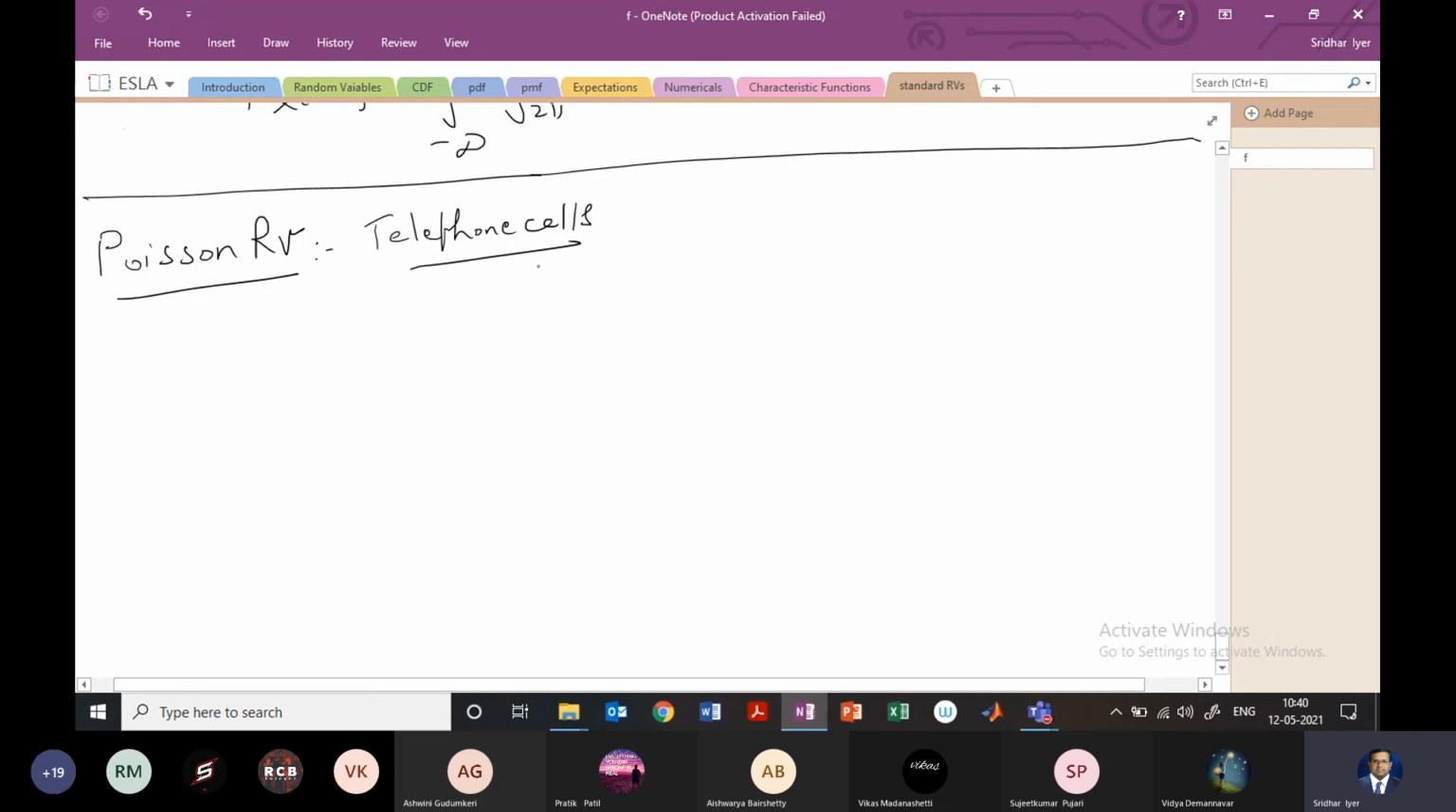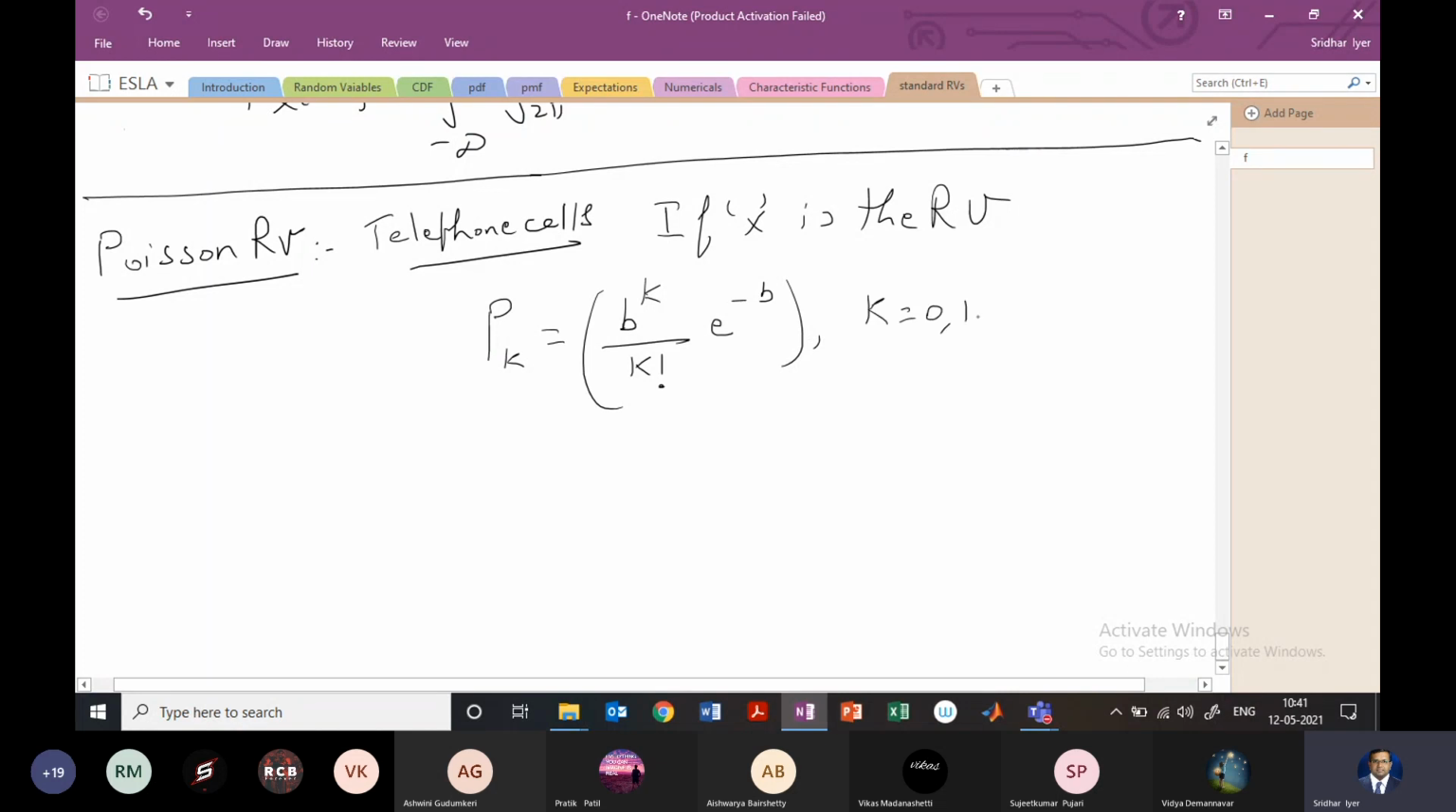Okay. So this is defined as: if x is the Poisson random variable, then p_k, or p of k, is defined as b raised to k divided by k factorial into e raised to minus b, and k is from 0 all the way till infinity, and b is greater than 0.